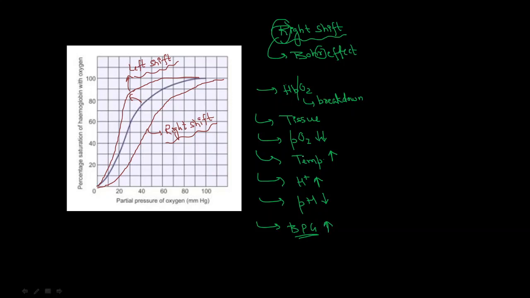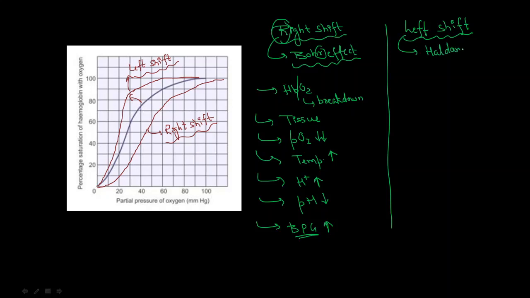So when all these conditions are applicable or happening in your tissues, this particular graph will shift a little to the right, and this is known as your Bohr effect. Okay. Now if I talk about another thing, that is your left shift. In which particular situation will the left shift happen? So left shift will happen whenever the Haldane effect is happening.